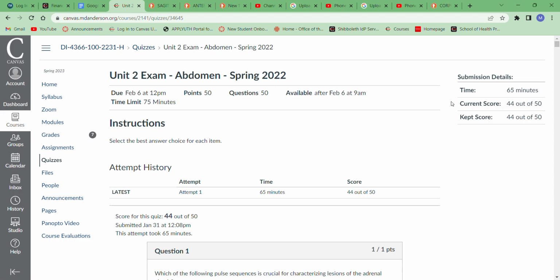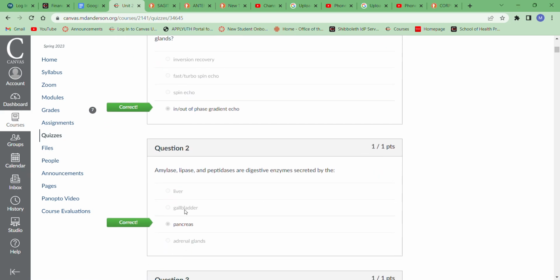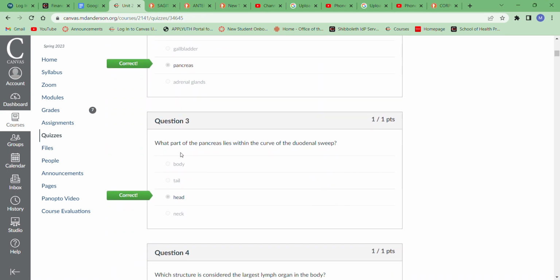This is the abdomen. Which of the following pulse sequences is crucial for characterizing lesions of the adrenal glands? In phase, out of phase, gradient echo. Amylase, lipase, and peptidase are digestive enzymes secreted by the what? The pancreas. What part of the pancreas lies within the curve of the duodenal sweep? The head. That's also called the romance of the abdomen. The head goes into the curve.